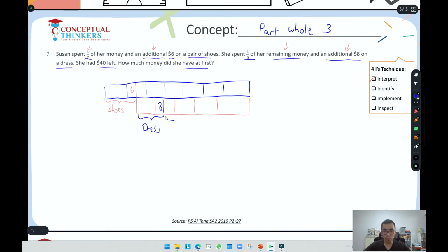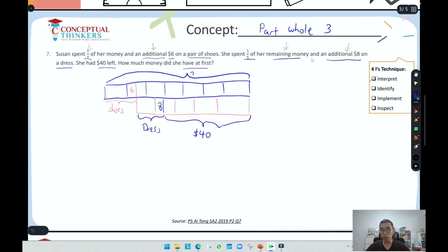Now the remaining part here, which is the leftover, will be equal to the $40 that she was left with in the end. Now, most importantly, remember to put your question mark in the model so that we know what we are finding. So this will be the question mark. Now, by looking at the model, you can actually totally ignore the text. Looking at the model, we will know how to go about solving the question.